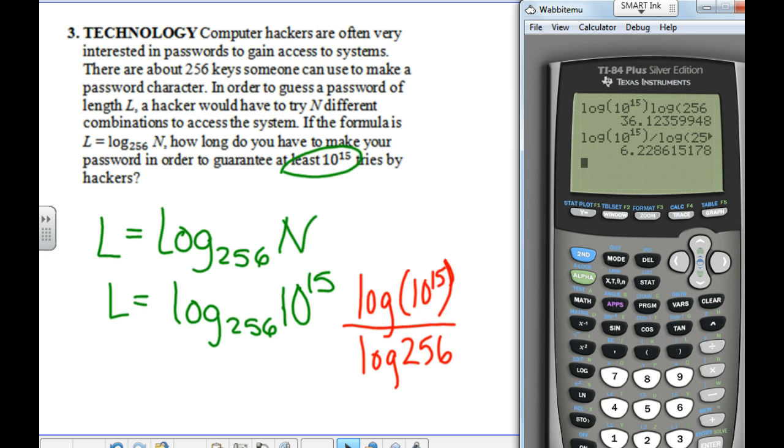Okay, I got 6.23. You can't have a password that's 6.23 letters, but it said you need at least 10 to the 15 tries, so we need to do what? We need to round up and say 7 characters long.